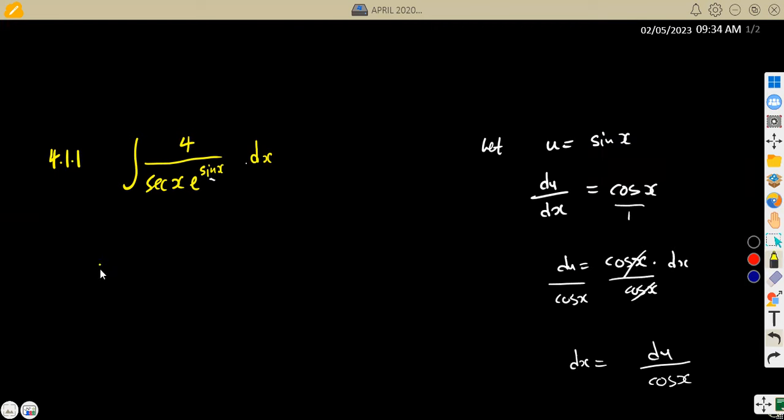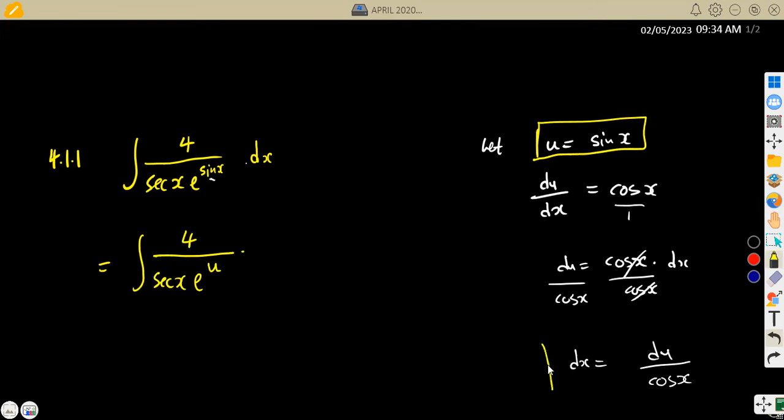So that means we can substitute here. That's the integral of 4 over the sec of x. In this case, we've got e to the exponent of u, because in place of sine x we are now substituting u, by dx, of which our dx is equivalent to du over cos of x. So this is going to give us du over the cos of x.